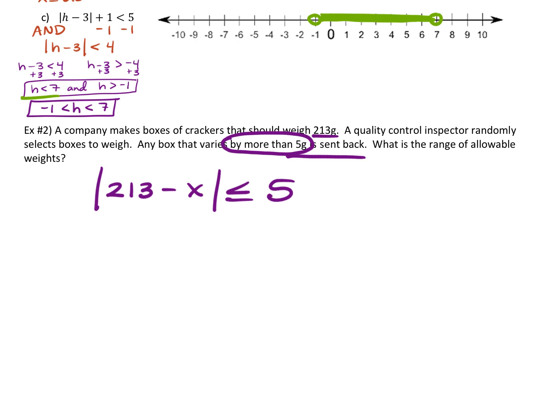How do we figure out what those possible weights are? We do 2 equations. 2 inequalities. 213 minus x is less than or equal to 5. Is this an and or an or? It's an and problem. So that's one inequality. What's the other one? 213 minus x is greater than or equal to -5. Okay, so now you solve this.